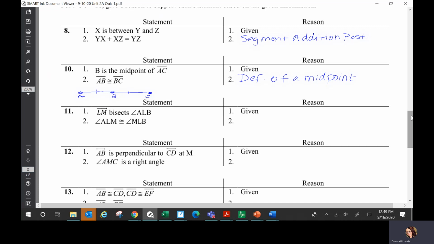Okay. Number 11 says LM bisects angle ALB. So we have A, L, B, and this LM cuts it in half. So that means these two angles, ALM, is congruent to MLB. And that is just what? Definition of, no. They're angles and you're bisecting it. Definition of angle bisector.